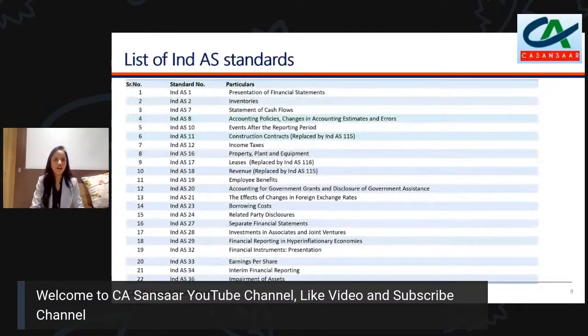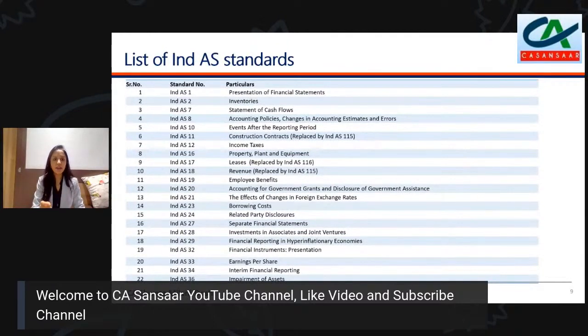Whereas under Ind AS, you have to recognize actuarial gains and losses separately. And these actuarial gains and losses are to be recognized in OCI. What is OCI? I will discuss in detailed format in the subsequent slides. So this is one of the major practical differences.